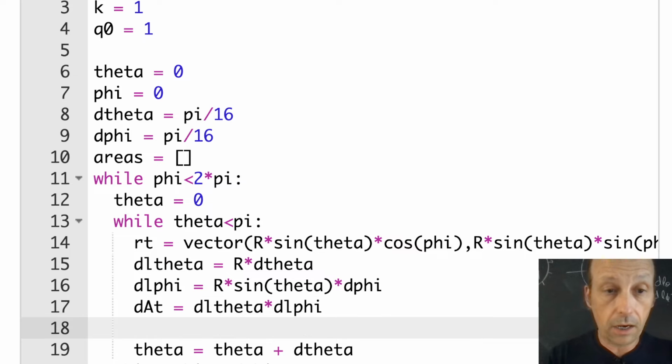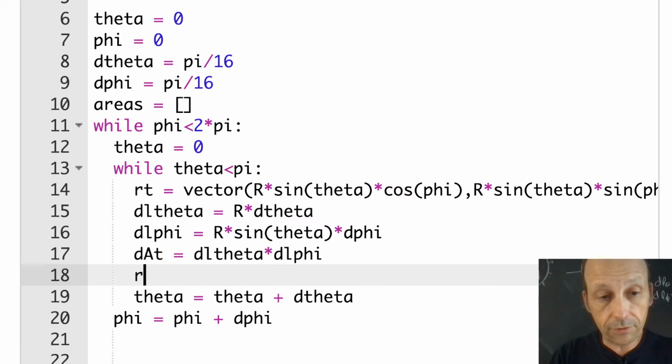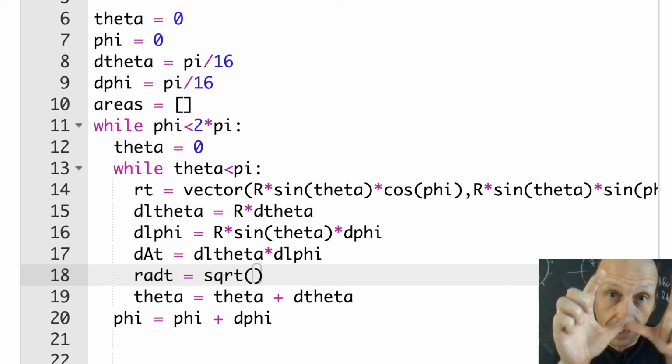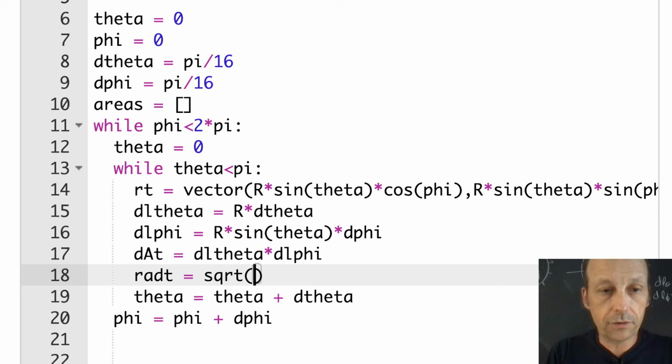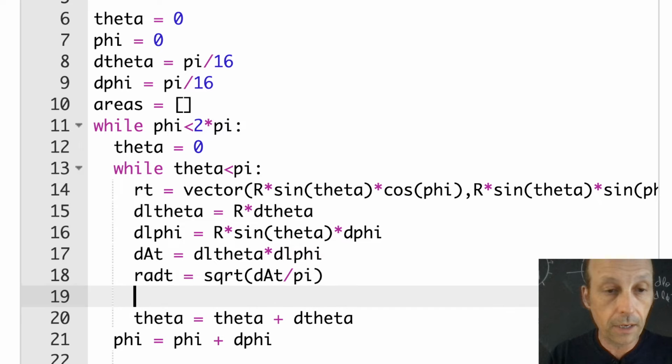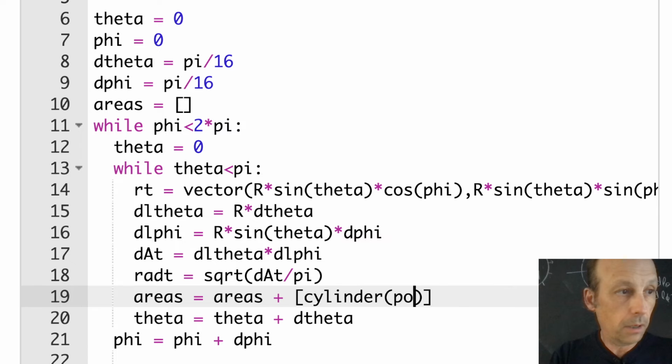I'm also going to need r, the radius, rad t. It's going to be equal to the square root, because that calculates the area as a piece, but I want it as a circle. So it's going to be dAt divided by pi. Pi r squared is the area of a circle. So now I'm going to add areas equals areas plus cylinder POS equals RT. Axis is going to be equal to, let's say, R divided by 50 times norm RT.